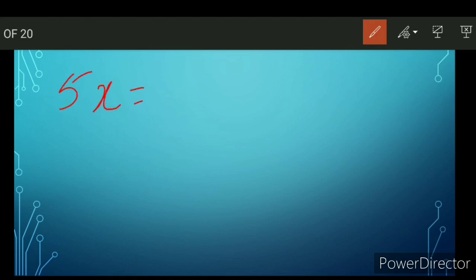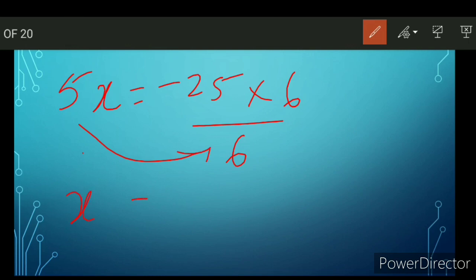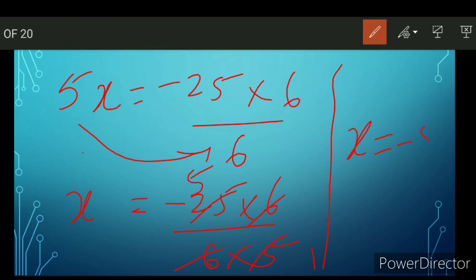5x is equal to minus 25 into 6 by 6. Now 5 also will go to the denominator. x is equal to minus 25 into 6 by 6 into 5. 6 and 6 cancel. 5 one time, 5 five times. Therefore x is equal to minus 5 is our solution of this equation.